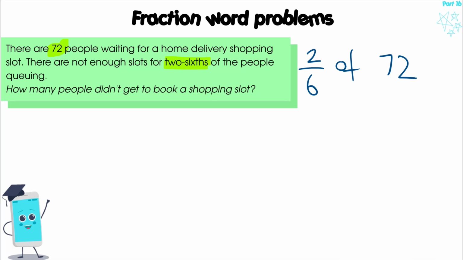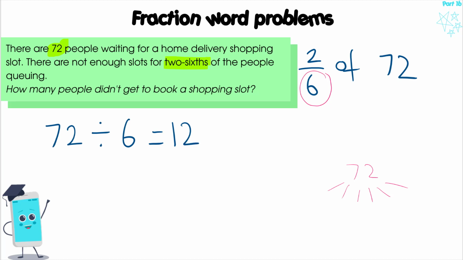So let's look at our fraction. We need to share by our denominator. So our 72 needs to be shared into 6 groups. So for that, I'm going to do 72 divided by 6. And using my 6 times table knowledge, I know that 12 sixes make 72. So I know that there are going to be 6 groups of 12 in my 72.